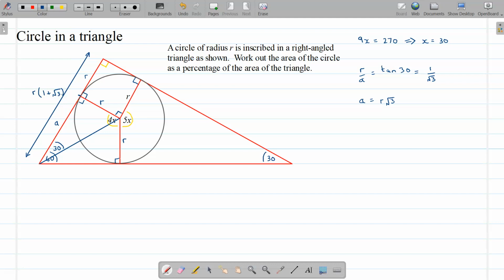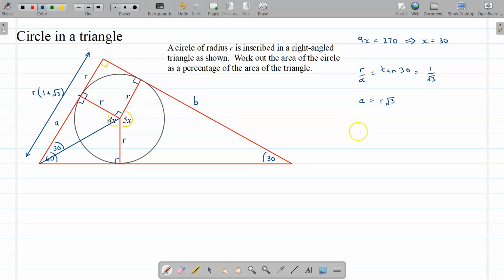Okay, so that's going to be useful later on in the problem. Now, I can also use the same thing again, really, because I've got an angle of 30 degrees in a right-angled triangle with an opposite of r(1 + √3). So I'm now going to use that to find this length here. I'm just going to call this length b.